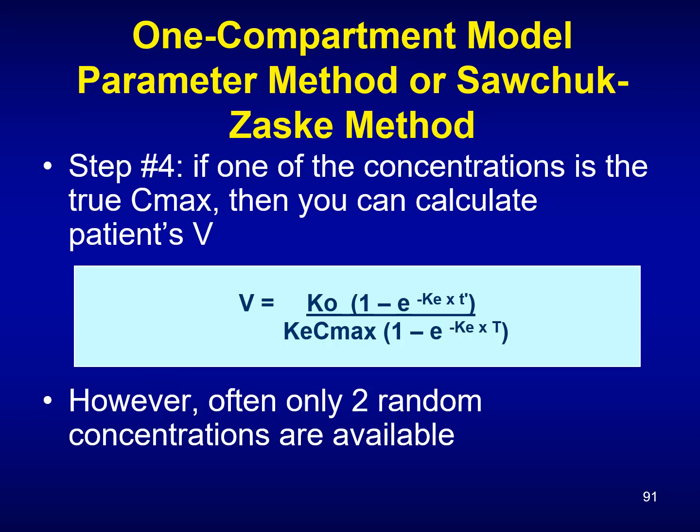Step 4, if one of the concentrations is the actual Cmax, then you can calculate the patient's V directly because you have the Cmax concentration using the following equation. So in this case, Cmax is the actual Cmax, K0 refers to the patient's infusion rate, T prime is infusion time, that's the small t, and capital T is the dosing interval. However, often in real life, only 2 random concentrations are available, rather than one of them being a true Cmax.